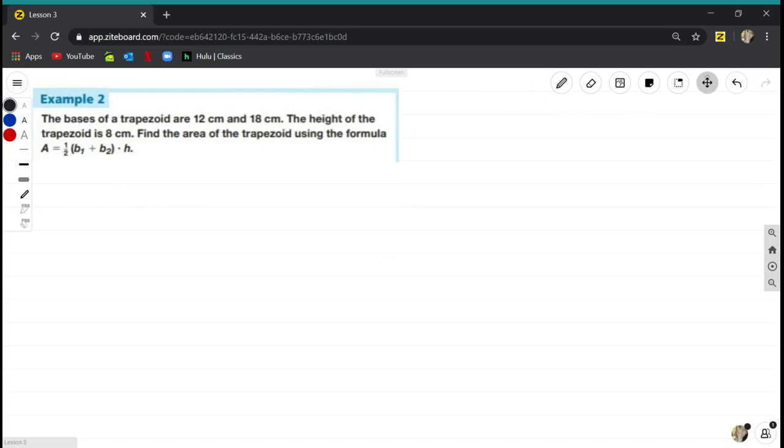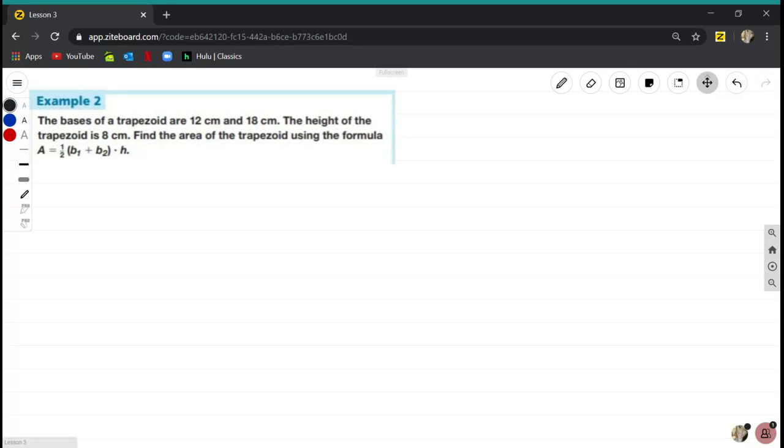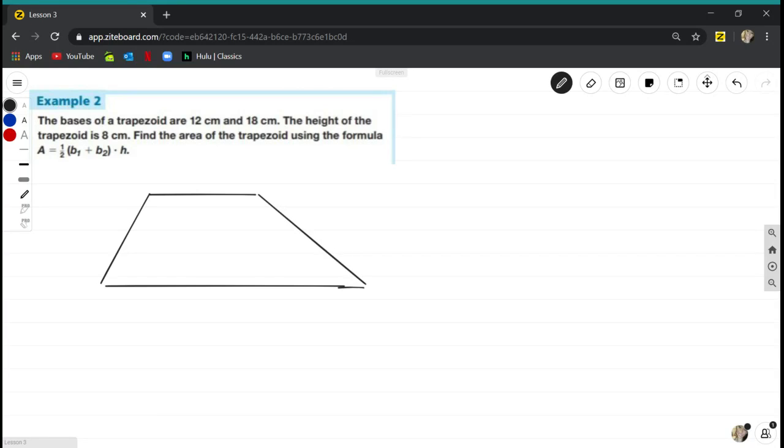Okay, let's move on to a second example. It says here, the bases of the trapezoid are 12 centimeters and 18 centimeters. The height of the trapezoid is 8 centimeters. Find the area of the trapezoid using the formula below, right? So first of all, let's go ahead and draw a trapezoid with the dimensions that they gave us. Maybe it has to be a little bit wider. I don't know how to draw, guys, sorry.